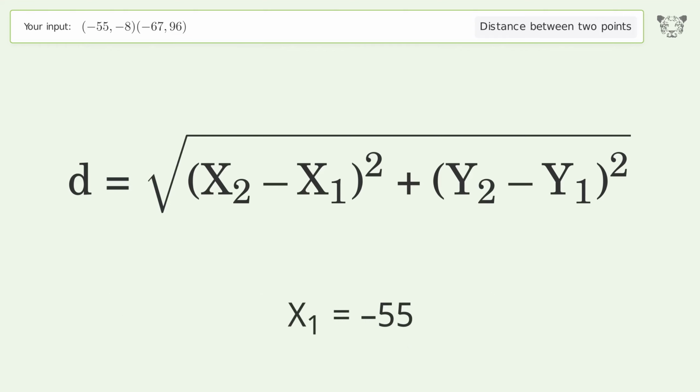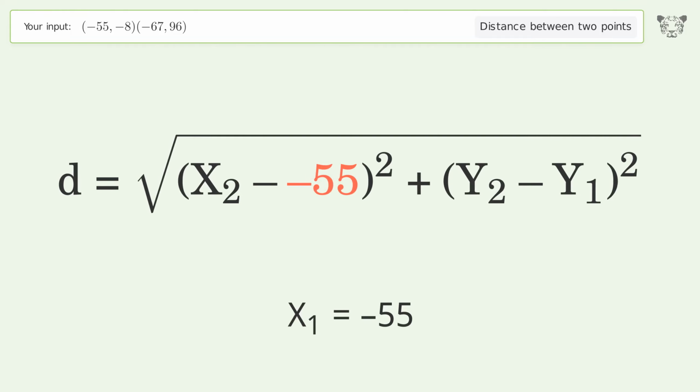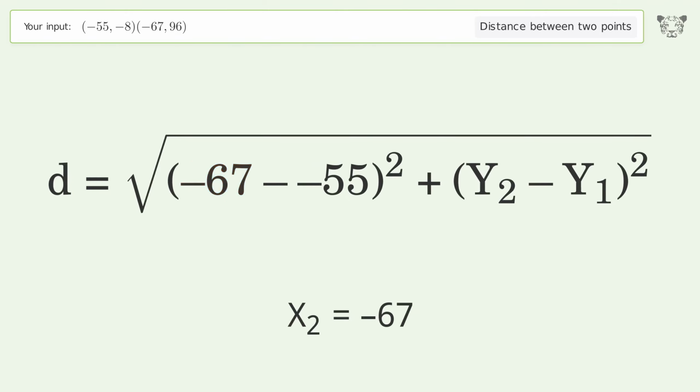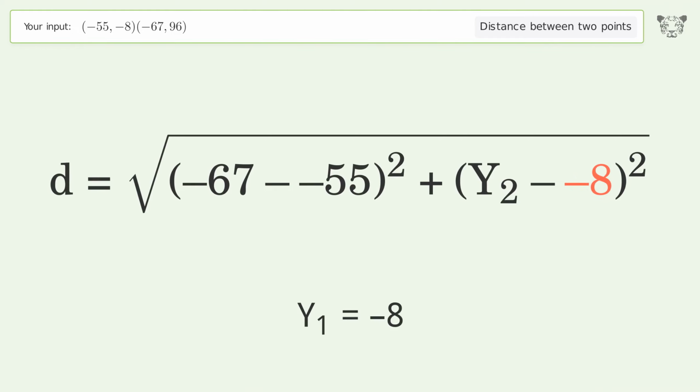x1 equals -55. x2 equals -67. y1 equals -8. y2 equals 96.